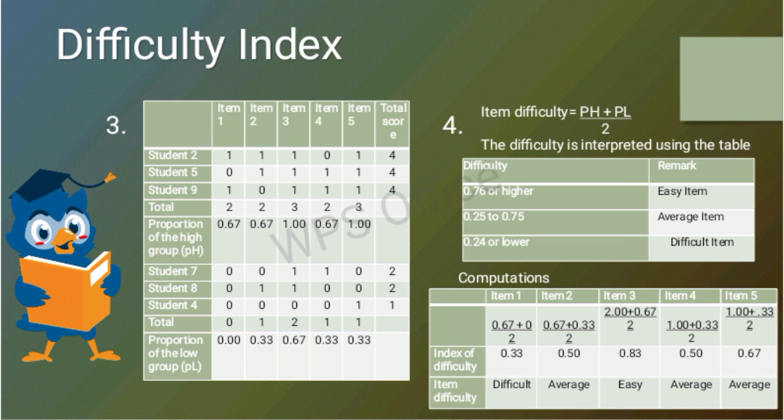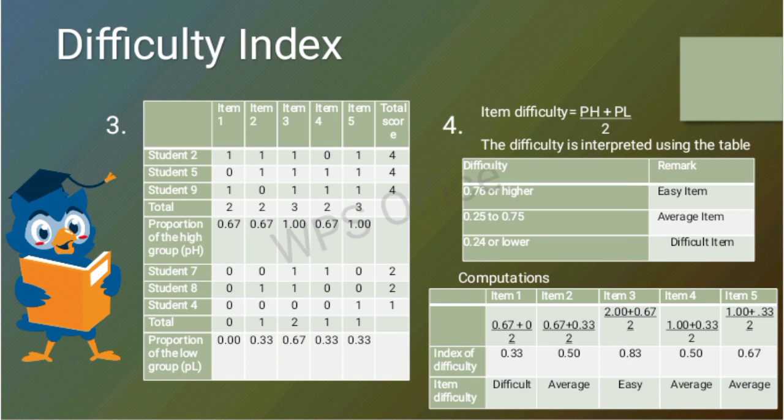And last, number 4, the item difficulty is obtained using the following formula. Item difficulty is equal to the proportion of the high group plus the proportion of the low group over 2. The difficulty is interpreted using the table. So, 0.76 or higher is an easy item. 0.25 to 0.75 is an average item. And 0.24 or lower is a difficult item.